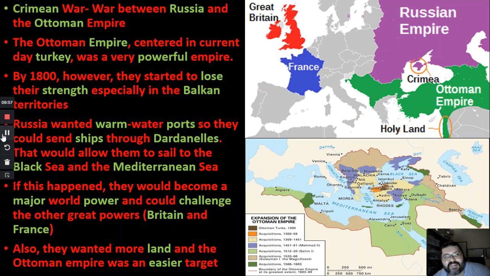Problem is, countries like Britain and France knew if Russia was able to get ships out into the warm waters and then go anywhere they wanted, they could be a very powerful country. So then they didn't want that. Okay. So they kind of kept their eye on this, like what's going on between Russia and the Ottoman Empire.